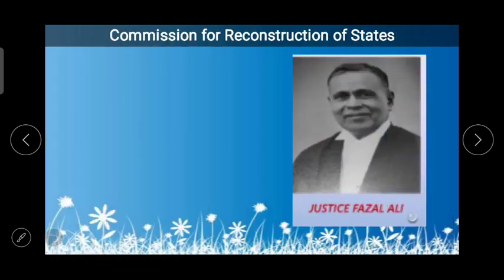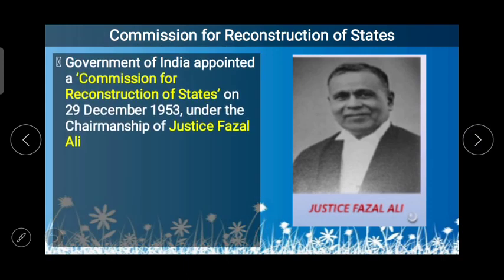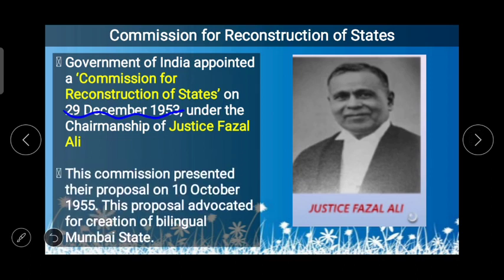Then Commission for Reconstruction of States. Government of India appointed a Commission for Reconstruction of States on 29th December 1953 under the chairmanship of Justice Fazal Ali, and this commission presented their proposal on 10th October 1955. So this proposal advocated for creation of a bilingual Mumbai state, meaning the two languages.